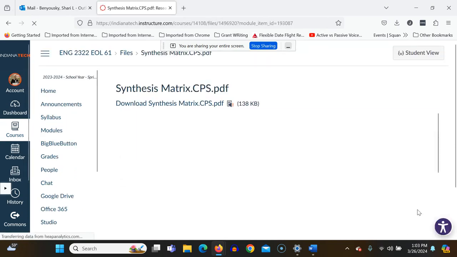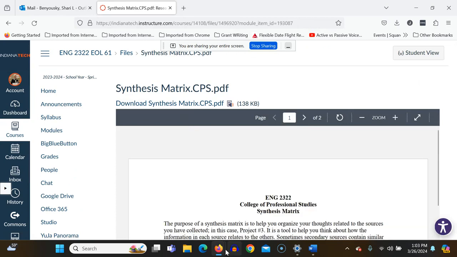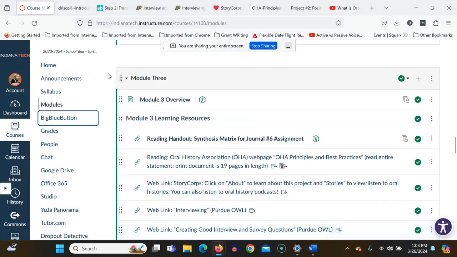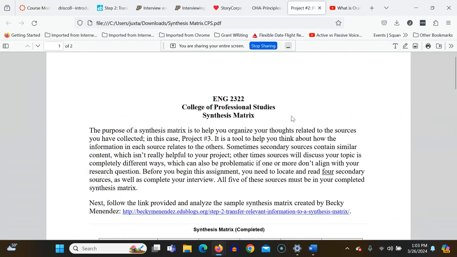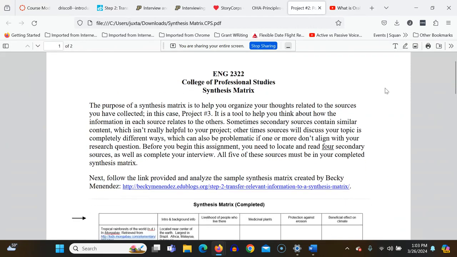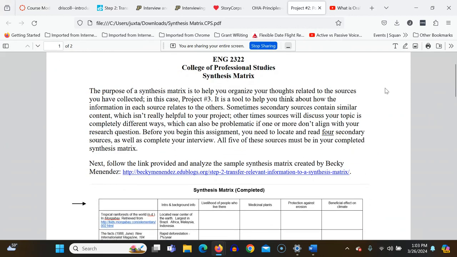Okay, so the synthesis matrix, let's see if I can find that in an easier way here. There we go. Okay. Synthesis matrix sounds a little bit complicated, but it really isn't supposed to be that complicated. It's really supposed to help you organize your thoughts and take the research that you're starting to collect and put it in a place that makes it easy for you to see with a really quick skimming glance what you have and what you still need.